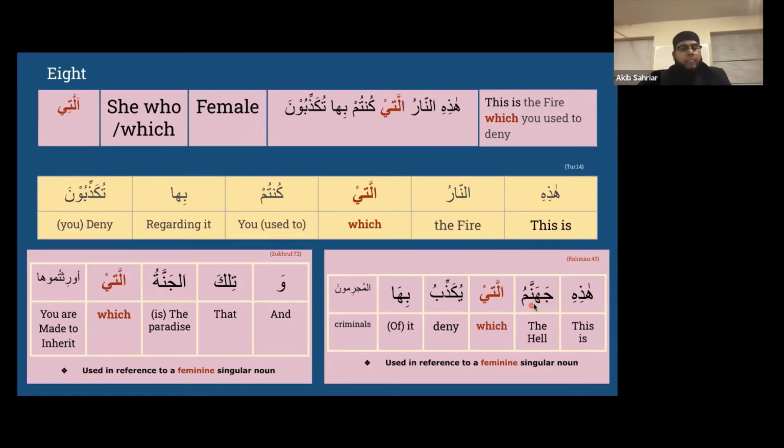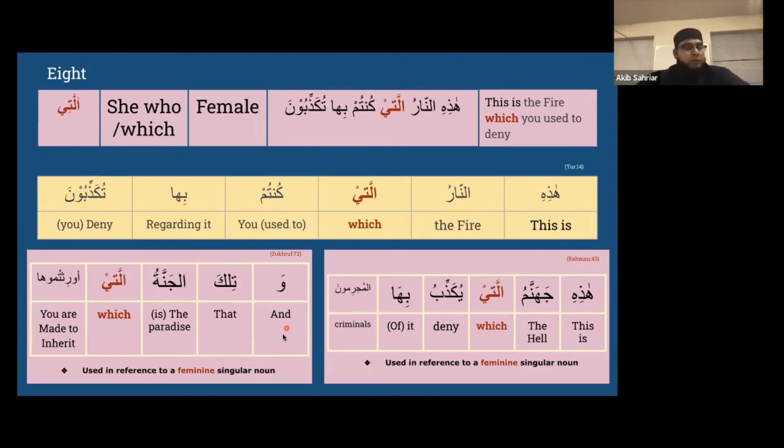So this is the hellfire, allati, which yukadhibu, deny, takdhib, right? You deny it, biha, regarding it or of it. Al-mujrimun, the criminals, right? People that were disobedient, basically, or weren't following commandments, etc. So this is the Jahannam that Allah will show them before they're thrown into it. This is what you denied in the worldly life, right? So again, hadihi, this is Jahannam, allati, which is referring back to Jahannam, the noun here.